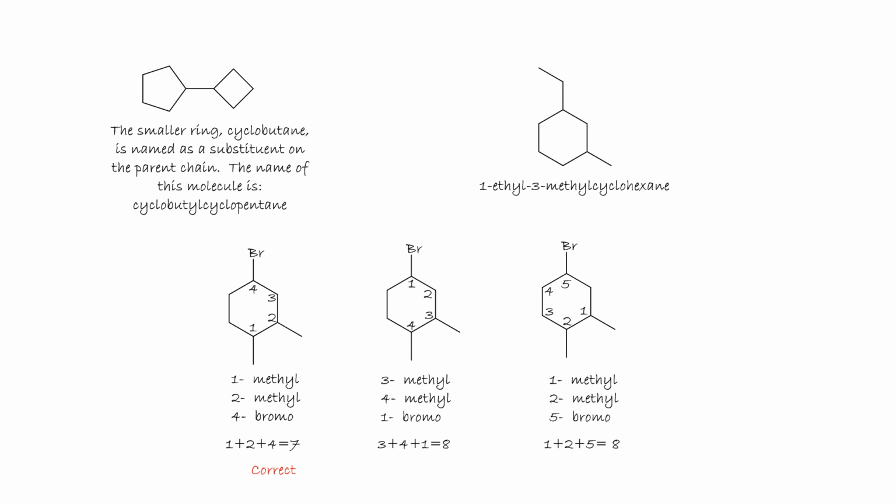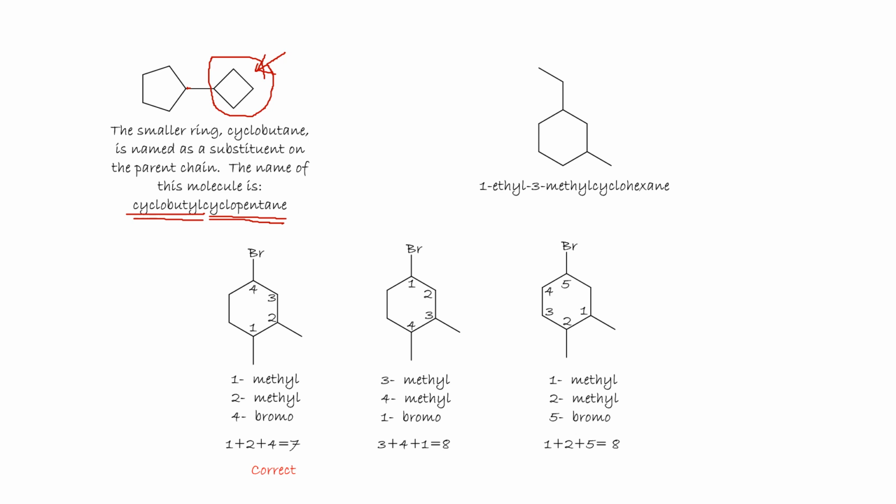Now, if you have two rings, one larger than the other, the smallest, this one is a 4-member ring, and this is a 5-member ring. So we look for the smallest as a side chain, and then the compound name will be cyclobutylcyclopentane. So the parent is cyclopentane and the side chain is cyclobutyl. Okay.